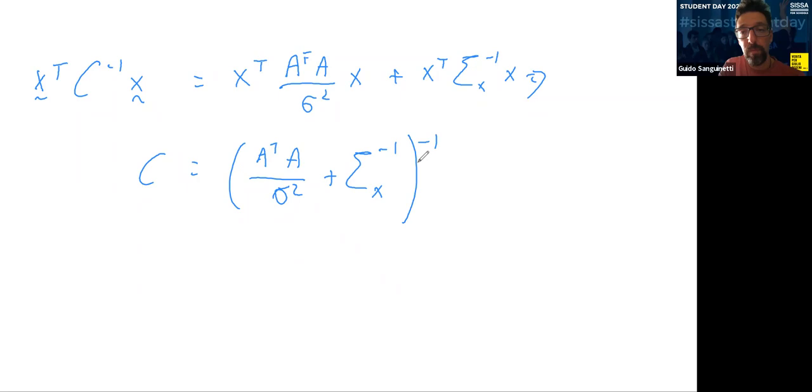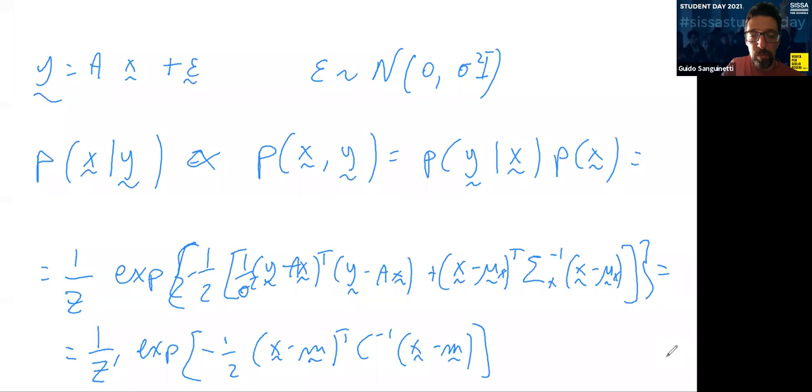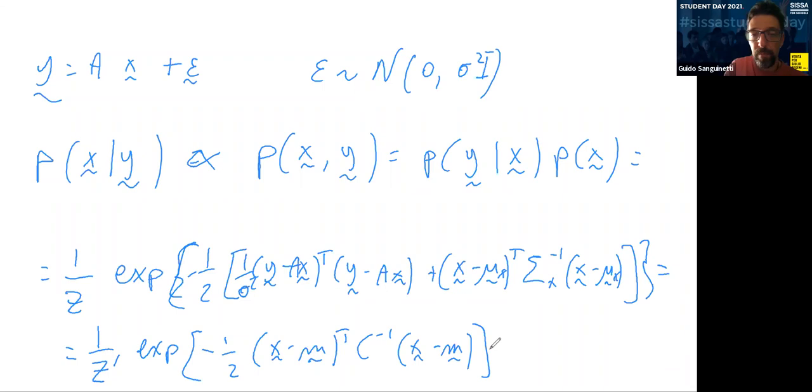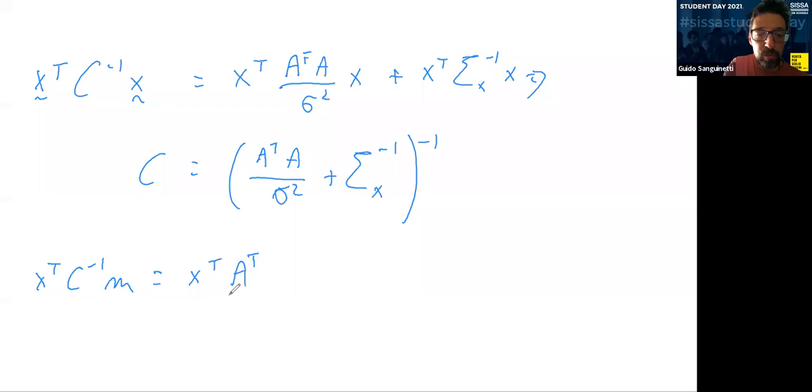And then I do the same thing with the linear terms, and then I will stop because I'm out of time. I would have x transpose C to the minus 1 m from here. And then this is going to be equal. What are the linear terms here? Well, I got some linear terms from the mean, and I got some linear terms here. So I'll have an x transpose A transpose y divided by sigma squared, and then I'll have some x transpose sigma x to the minus one mu x.